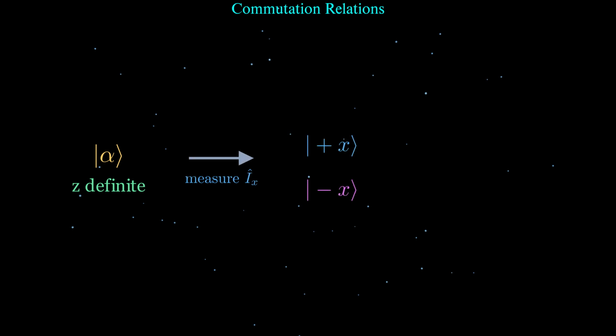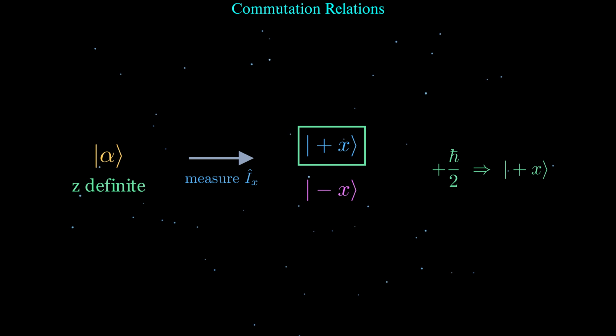Now let's make this order issue a bit more physical. Imagine a spin starts in the alpha state, so that means it's definite along z. Now let's say we measure Ix. Because alpha is not an eigenstate of Ix, the measurement can either give the plus x result or the negative x result. And after that measurement, the state is projected into the corresponding x eigenstate.